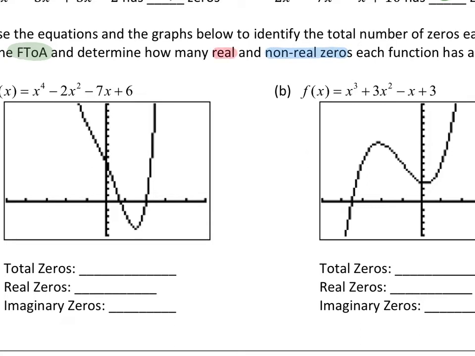So real solutions are going to show up on the graph. These are the ones that we can see actually crossing the x-axis. They may be fractions, they may be whole numbers, but we can see them on the graph. Non-real solutions are basically what's left.